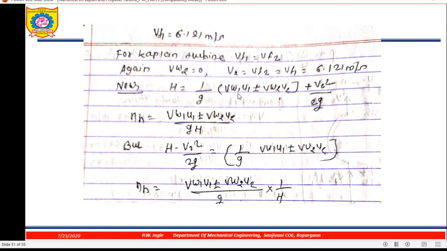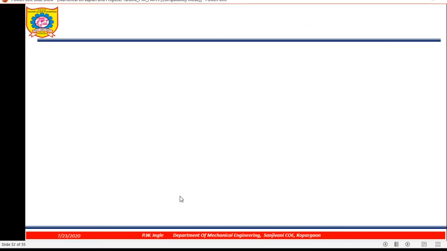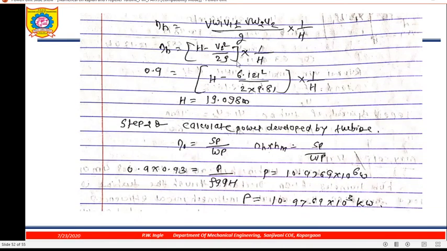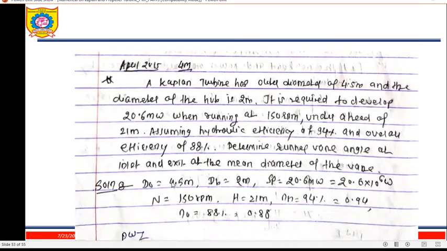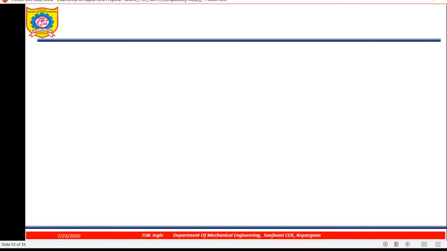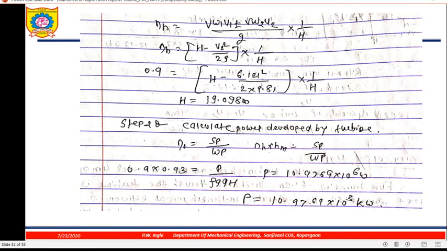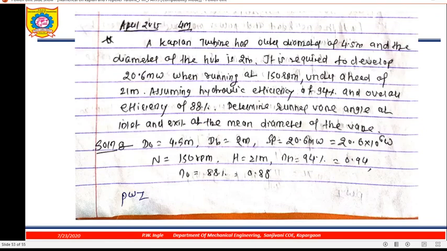So H is what? H = (1/g)(Vw1 ± Vw2) plus V2²/2g. So you will get hydraulic efficiency. Then you can calculate H. Okay. Calculate power developed by turbine. Overall efficiency is shaft power upon water power. Okay. So in this way you can calculate power. Now the last problem.